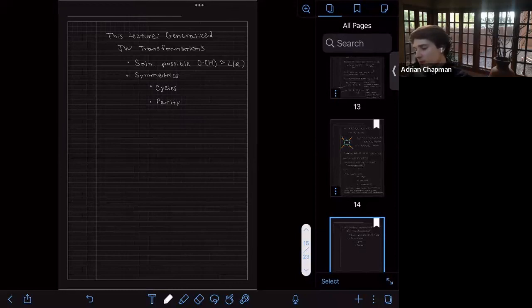And then the other important thing that I mentioned is the forbidden subgraph characterization, and so that'll be important for my next lecture. And then, of course, the other characterizations for when a graph is a line graph.